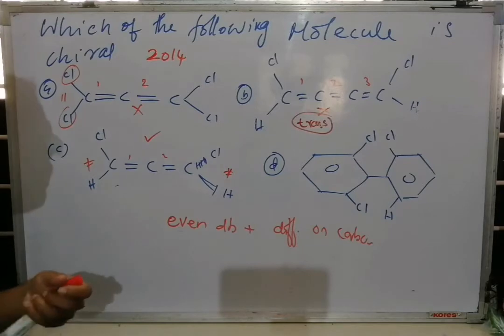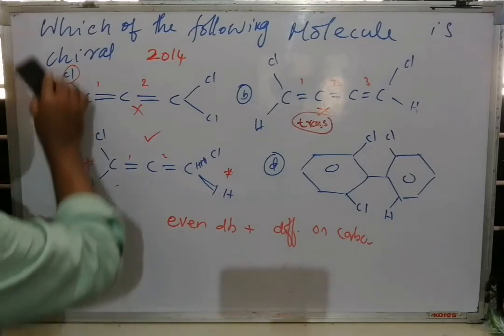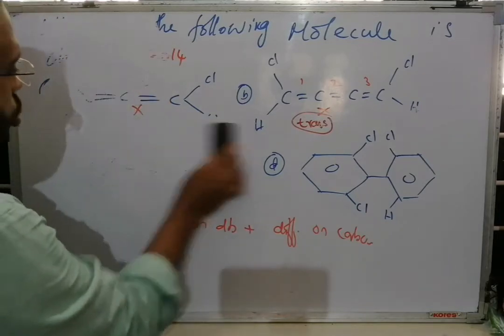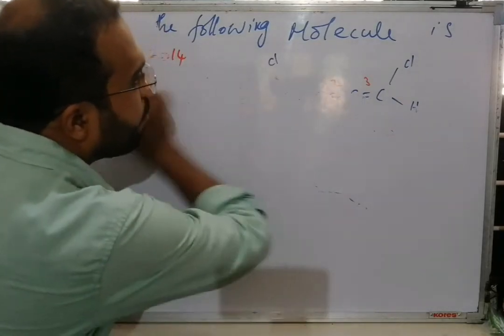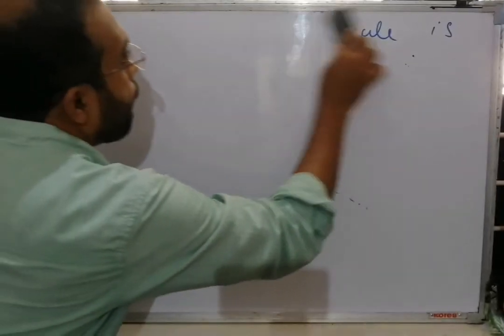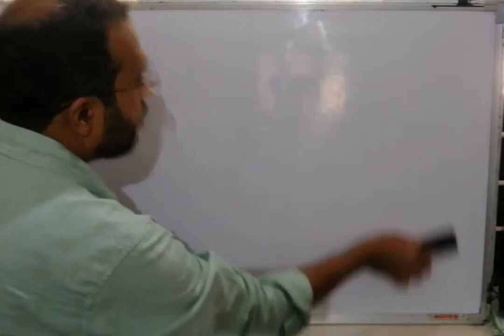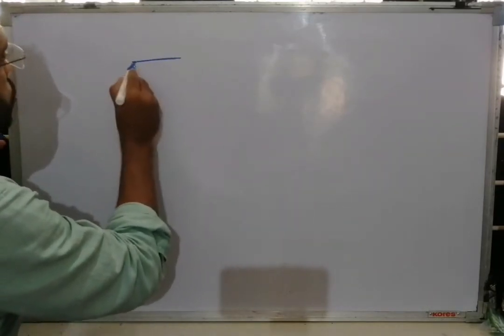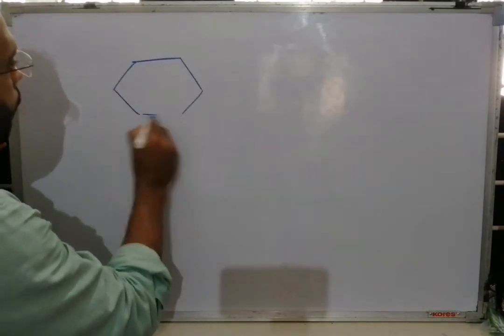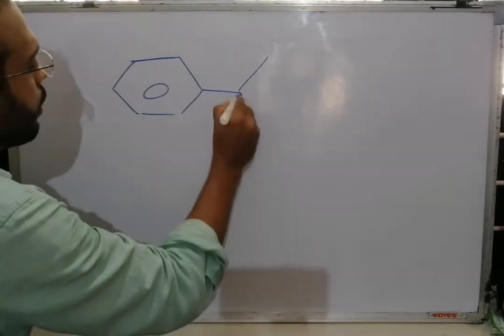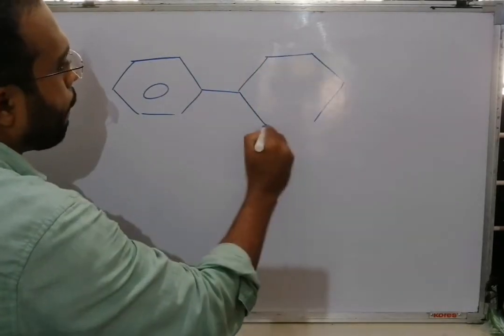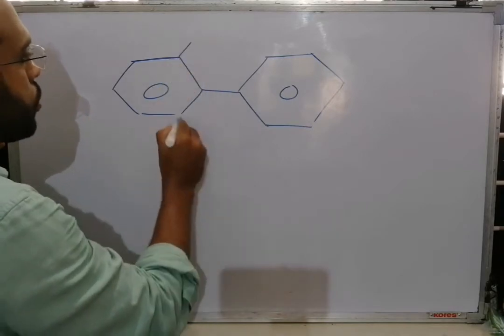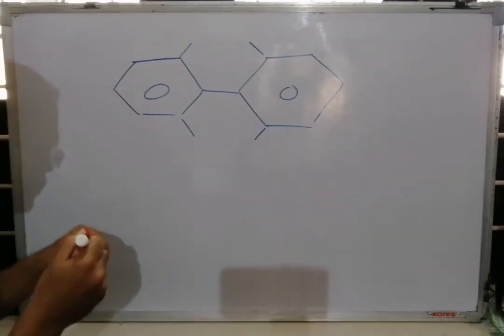Now what about option D? That is called biphenyl. Here the answer is C. But what about the biphenyls? Biphenyl means two phenyl rings. Yes, here there should be two different groups.